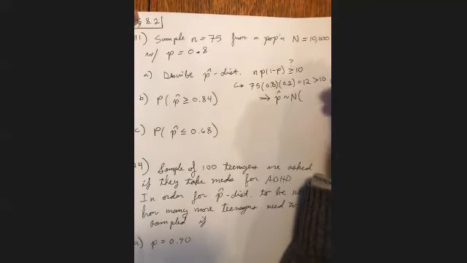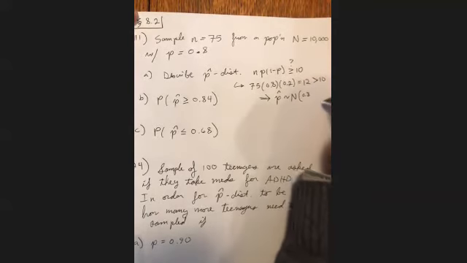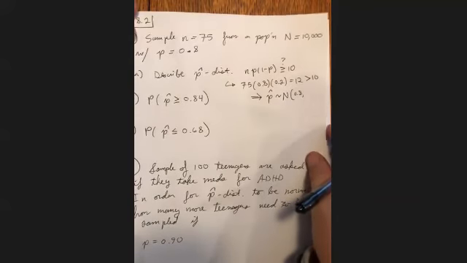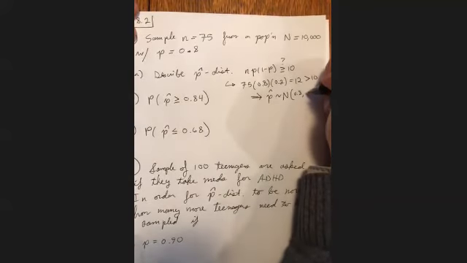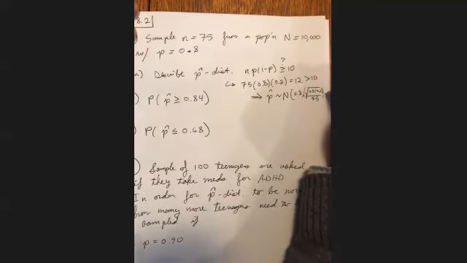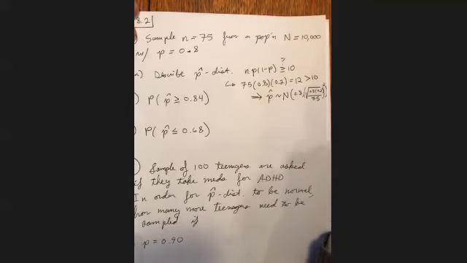How is it normally distributed? It has a mean of 0.8 and a variance equal to the square root of 0.8 times 0.2 divided by 75, and then all of that squared for variance.